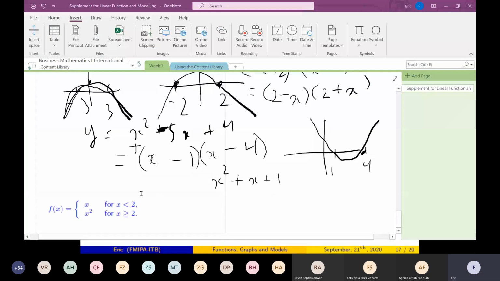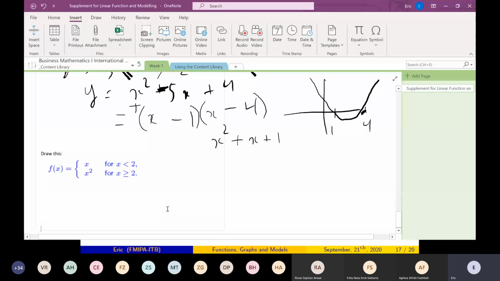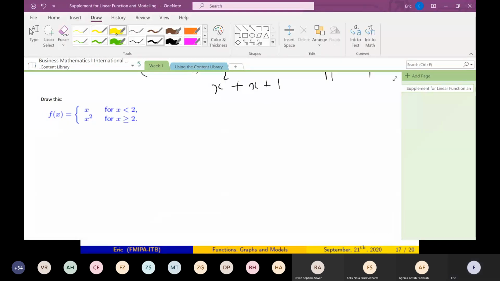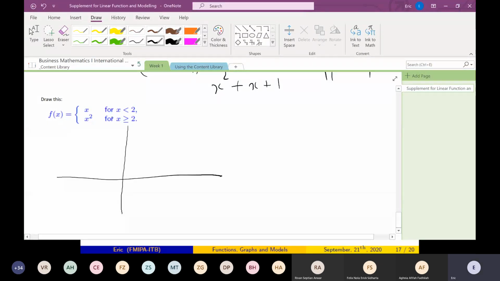Okay, so I want to try to draw this. Okay, first of all, I have this one. The first rule is y equals x. What is y equals x? This is the same as y equals 1x. What is 1x? When I go right 1 point, it will go up by 1 point. So this is this kind of slope. So I have this.